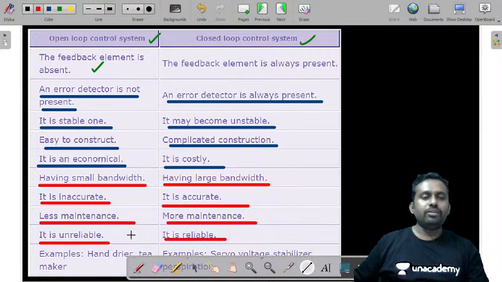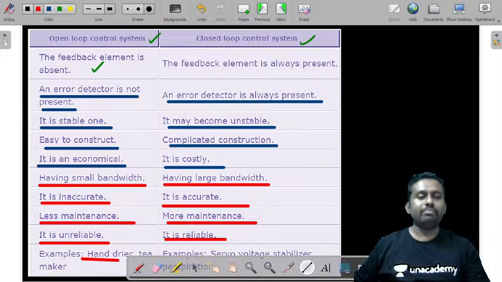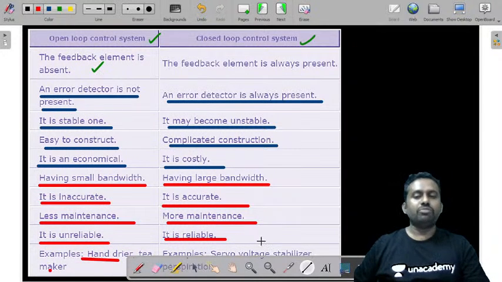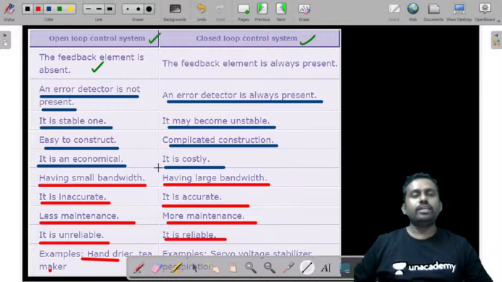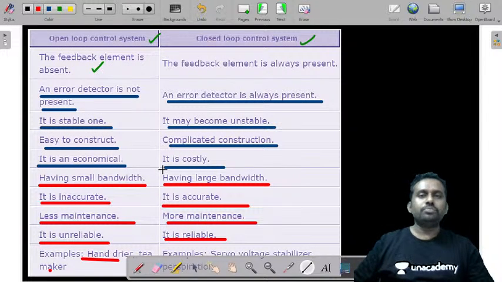So can you tell me what are the examples of open loop systems again? Same, hair dryer, tea maker. And for closed loop systems, there are so many examples that you can give: servo voltage stabilizer, human beings, and many other things. So let's look once again at the differences between open loop and closed loop systems.